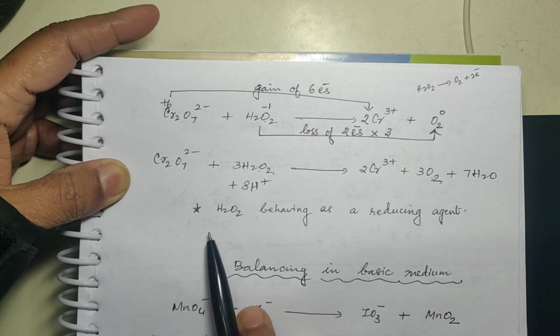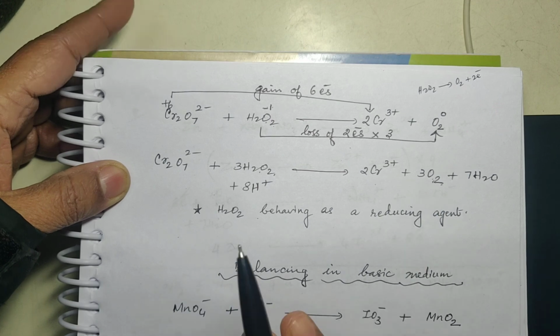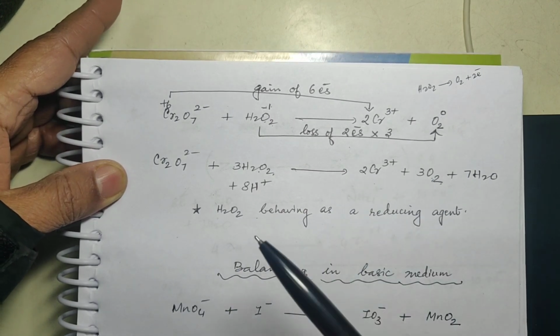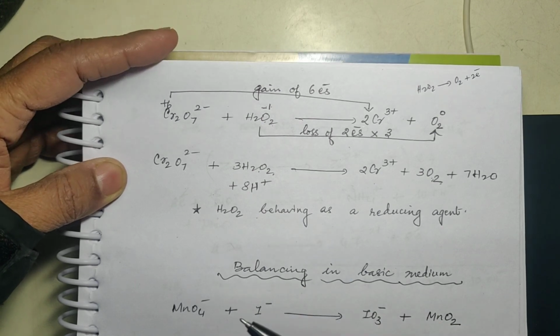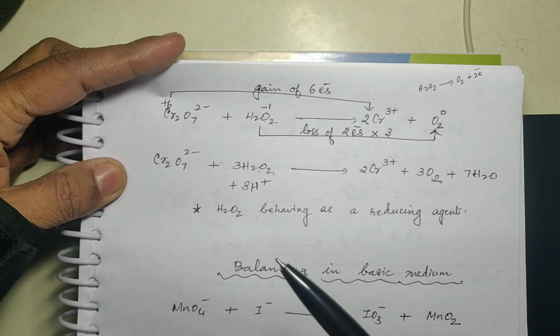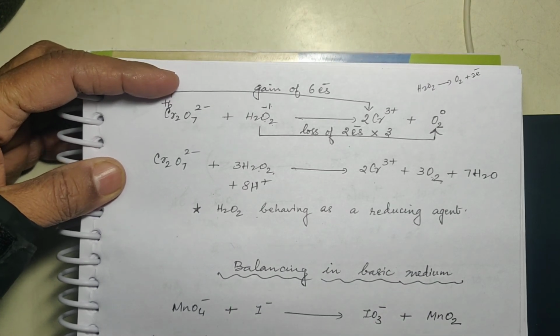Right? So this is one important example to show H2O2 can act as an oxidizing agent as well as a reducing agent. Same way, you can also say that H2O2 is an oxidizing agent in the acidic medium. It is acting as an oxidizing agent in the basic medium. So like that also we can do certain equations, right?